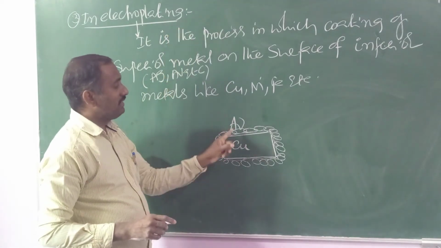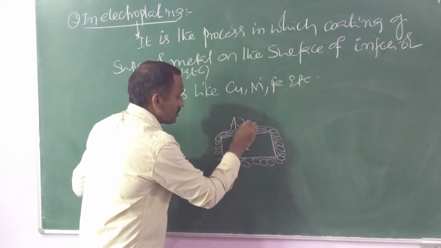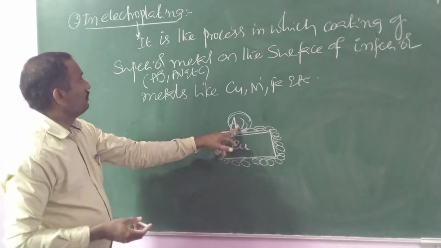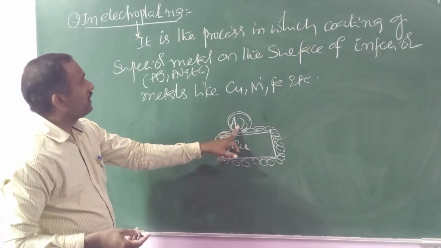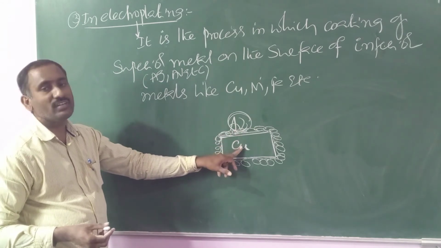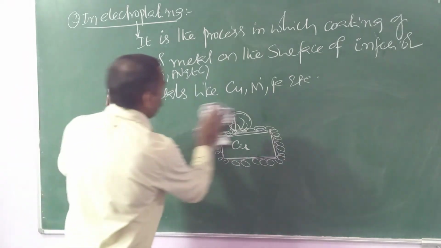So electroplating is the process of deposition or coating, both are the same, of a superior metal, gold being a superior metal, on the surface of an inferior metal. That process is nothing but electroplating.